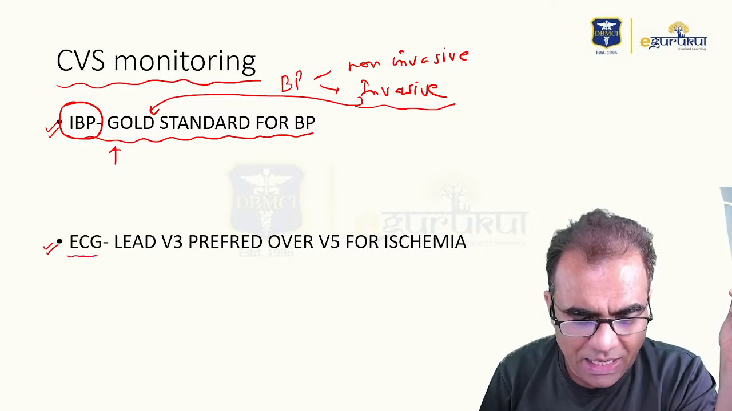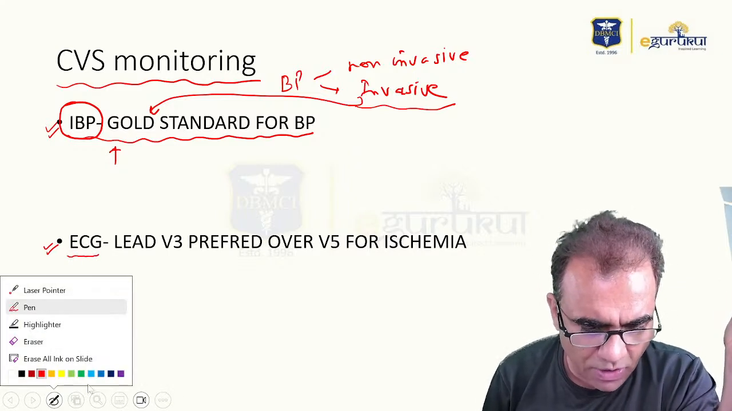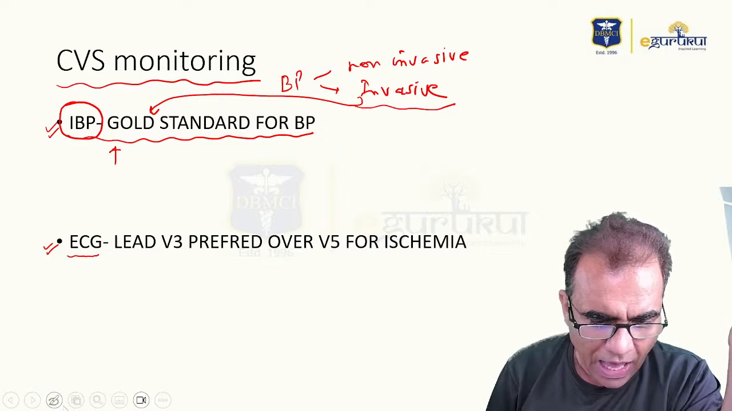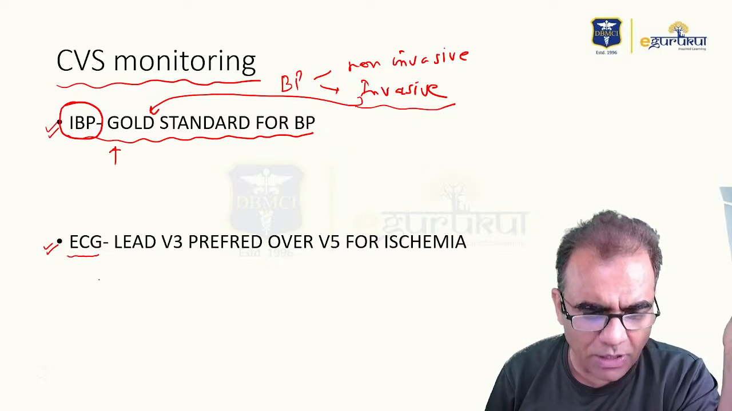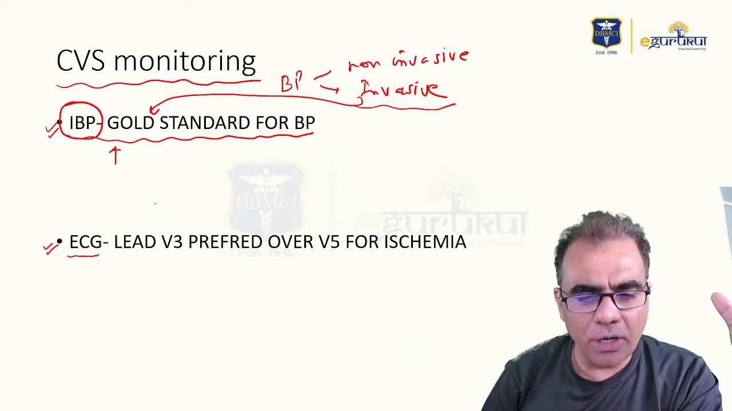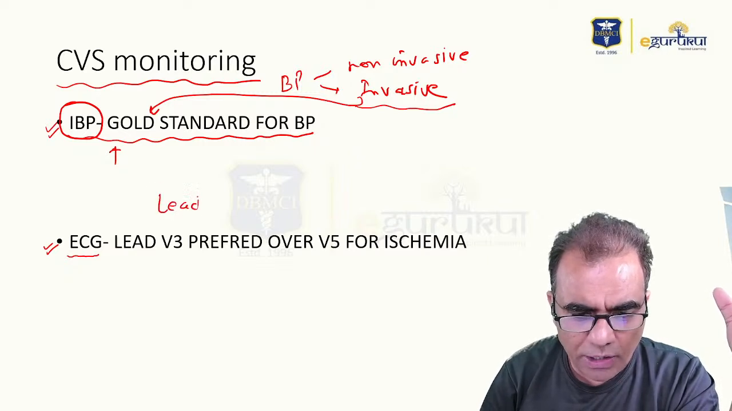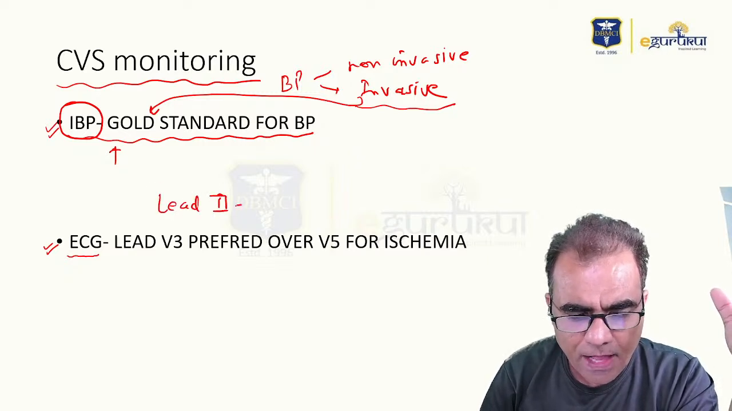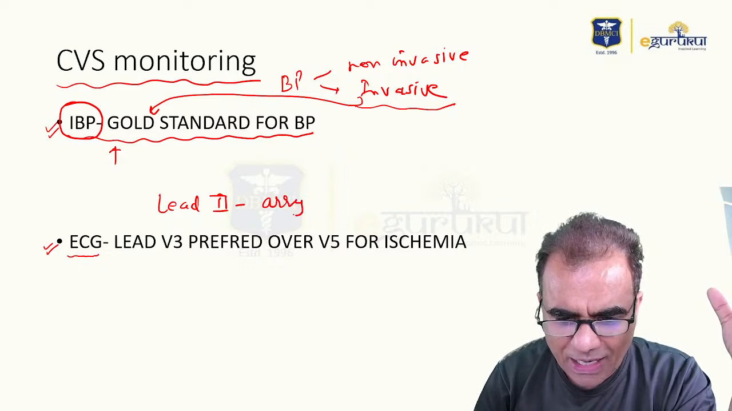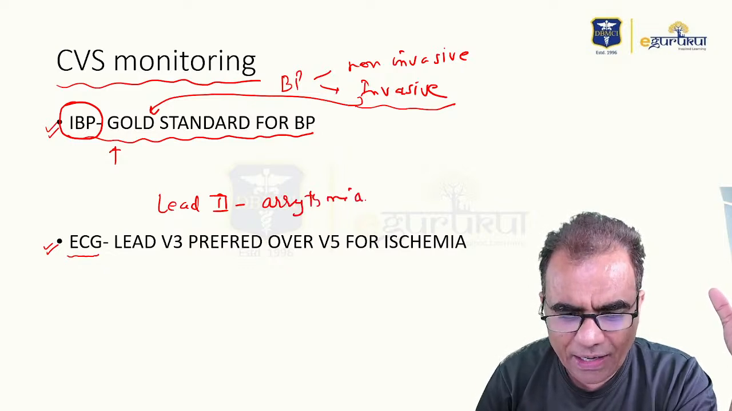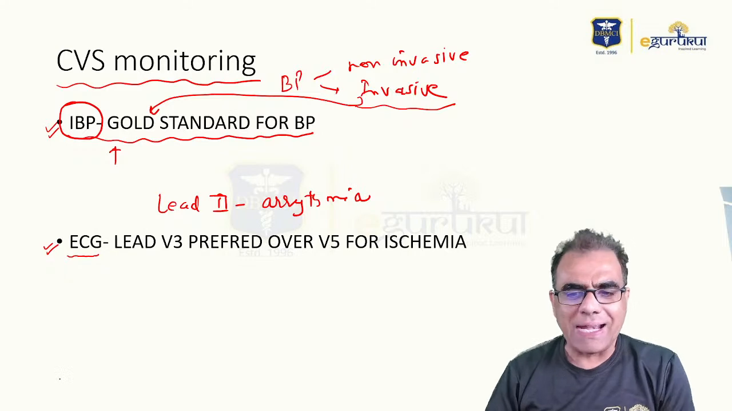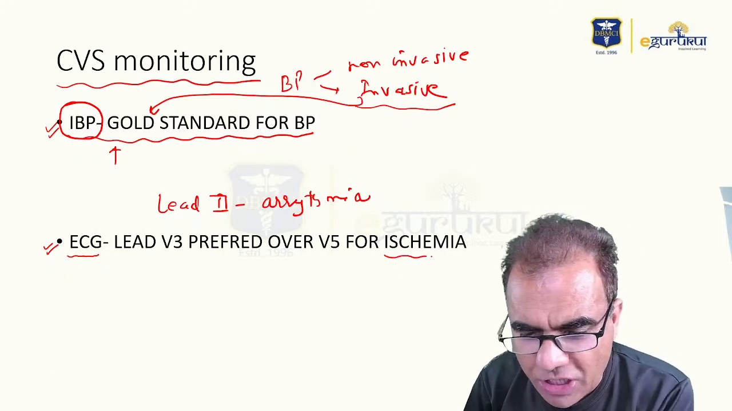Then another mandatory monitor is ECG. Now, for ECG, there is a very big change on which you can expect a question. Actually, for ECG, it is not possible to have 12-lead monitoring, so normally we use two leads. Lead 2, in which, as you all know, arrhythmias are best detected. And the second aim is to monitor ischemia.